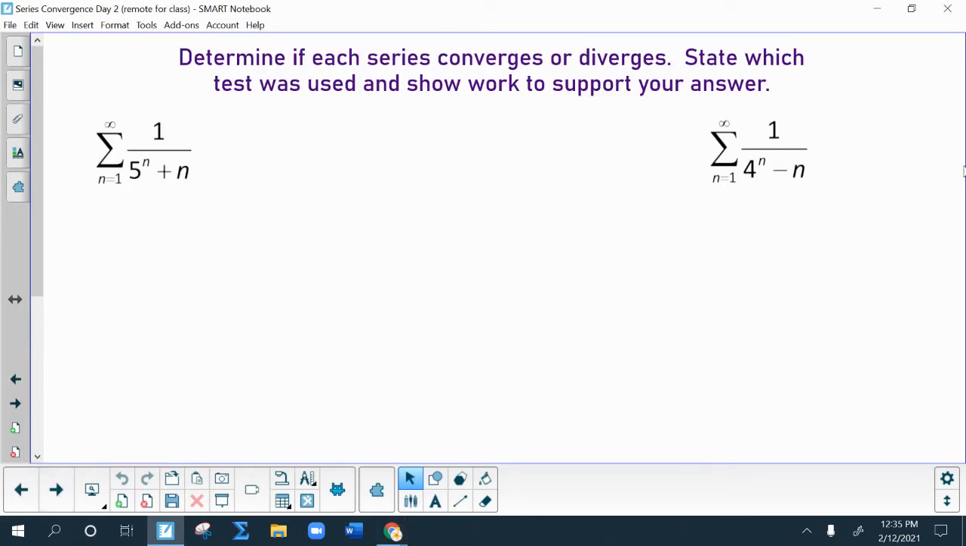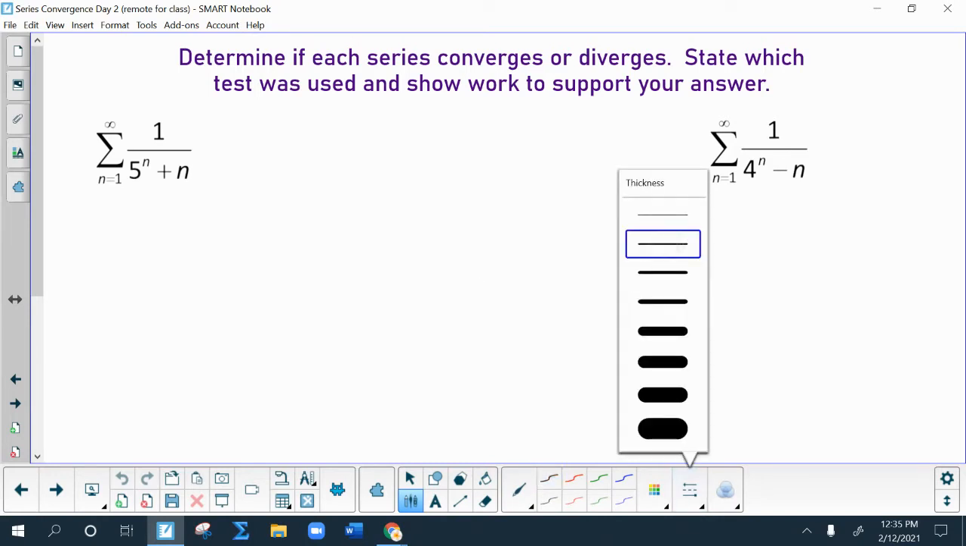All right, so here are the first two. The directions say determine if a series converges or diverges, and then make sure you state the test and show work. Showing work is kind of a big deal. That's an AP thing, right? So you have to make sure that you're showing your work.